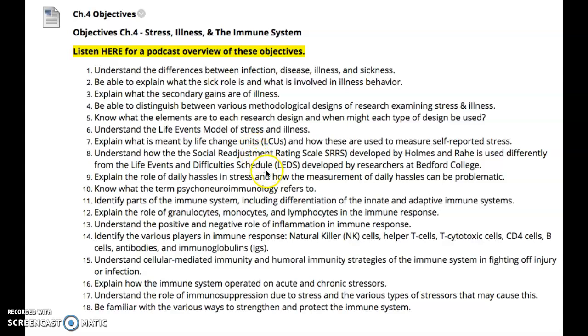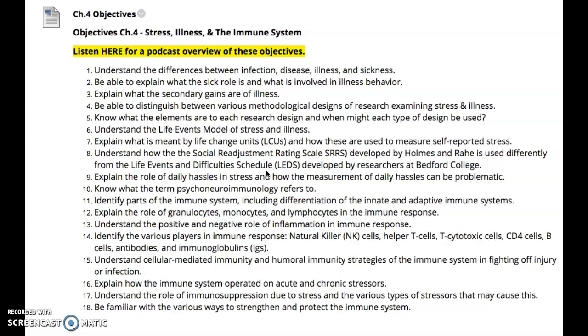Then we're going to move into understanding the life events model of stress and illness, which is very similar to what we looked at in a previous chapter: life events happening to a person, and each one being assigned a number, a category of how severely it would affect a person's life. And so this is just one type of model that we use to understand various stressors and the toll that they take on our body, in terms of manifesting into illness.